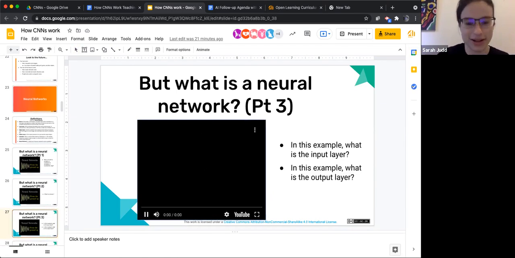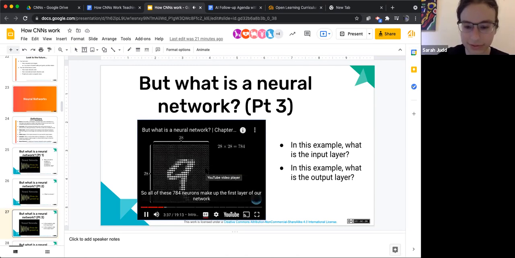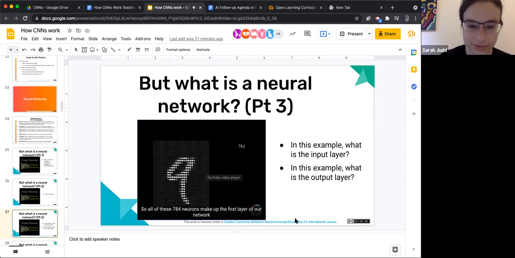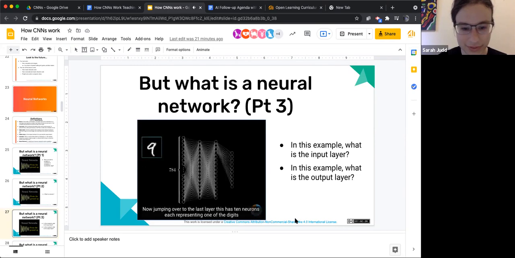Inputs and output layers. So all of these 784 neurons make up the first layer of our network. Now jumping over to the last layer, this has 10 neurons, each representing one of the digits. The activation in these neurons, again, some number that's between 0 and 1, represents how much the system thinks that a given image corresponds with a given digit.